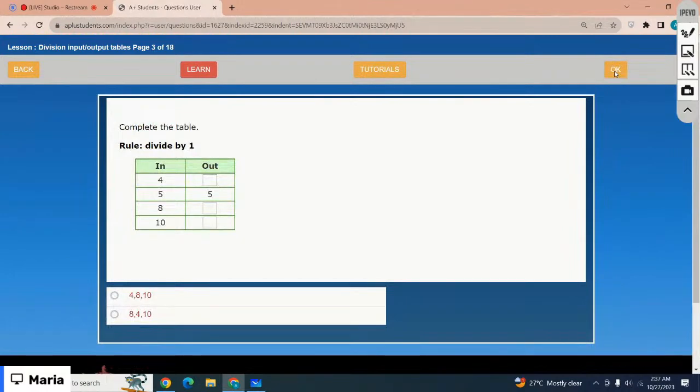Okay, the next one is complete the table. You have to divide them by 1. So which is the correct option? The correct option is you have to divide them by 1. So they are the same numbers 4, 8, and 10. Option number 1 is the correct option. Got it?